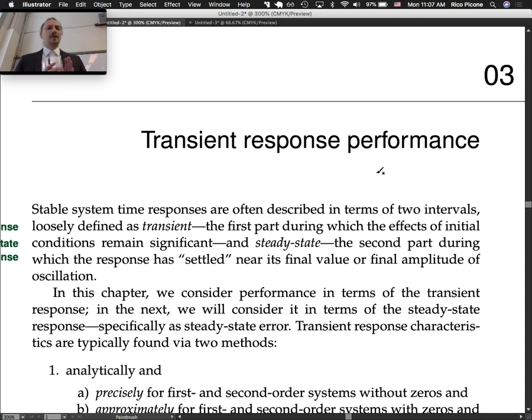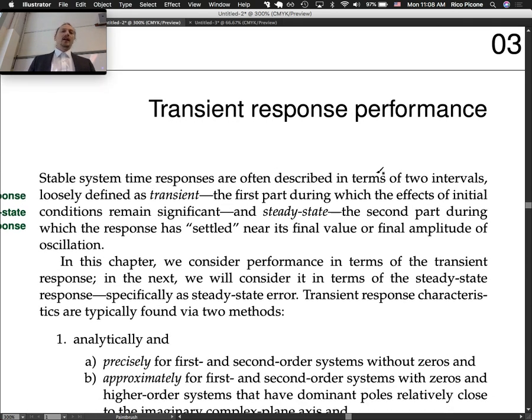So, stable system time responses are often described in terms of 2 intervals, loosely defined as transient, the first part during which the effects of the initial conditions remain significant, and steady state, the second part during which the response has settled near its final value or final amplitude of oscillation. So these are familiar concepts for us, right? Transient and steady state response. We've talked about them quite a bit in the past. So we're going to focus on transient for now.